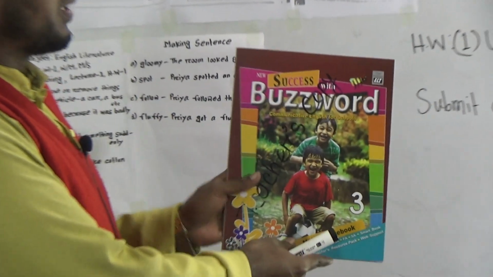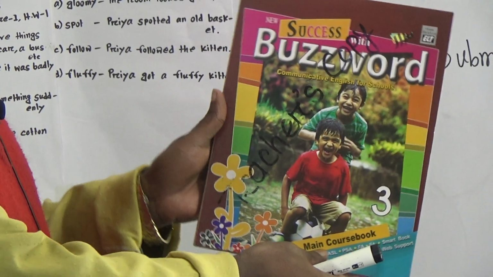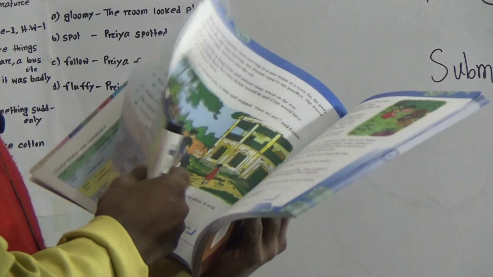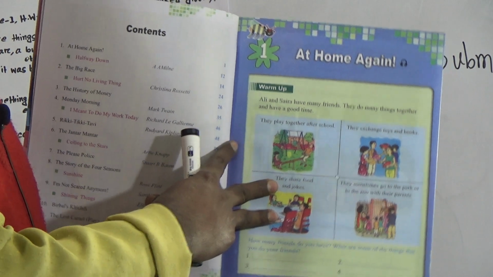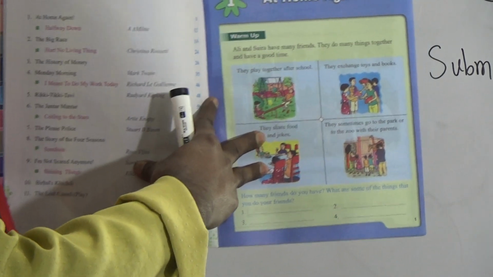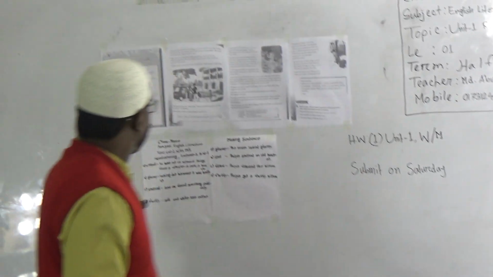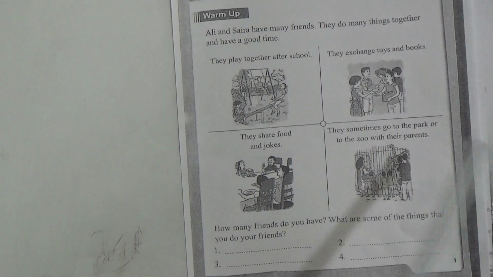Look, New Success with Buzzword. We are going to start. We are going to read from this book. It is chapter unit number 1. I am telling you the title of unit number 1. It is At Home Again. Okay? At Home Again. Let's start reading at first. So in page number 2, there is the main passage where we will start reading.